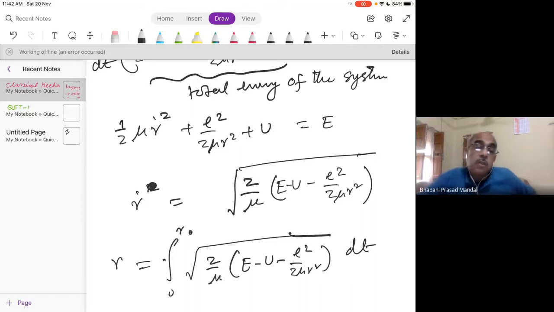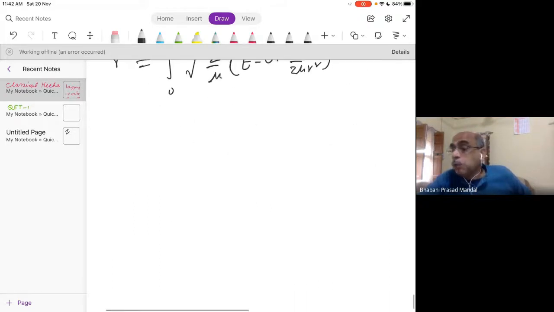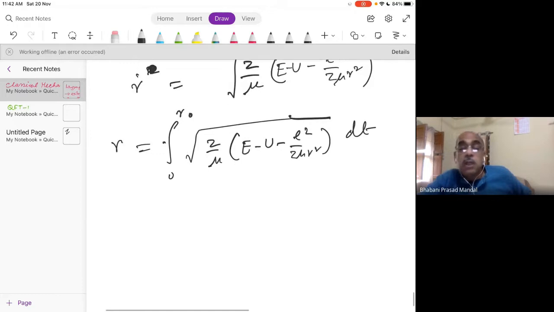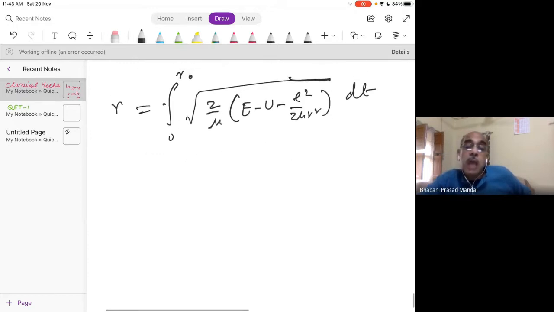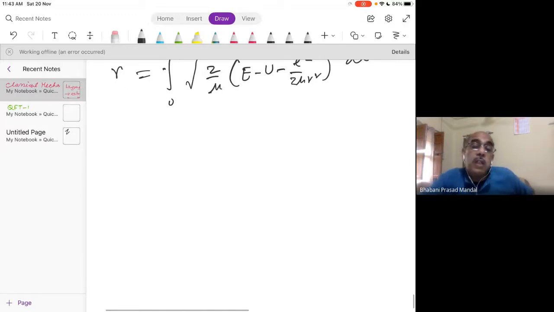Or you can write r0 plus this. So these two integrations coming from the conservation are known as the first integrals of motion. So there are 4 unknowns, so you already have two, and then the other 2 you have to find, and how you will find that we'll discuss.